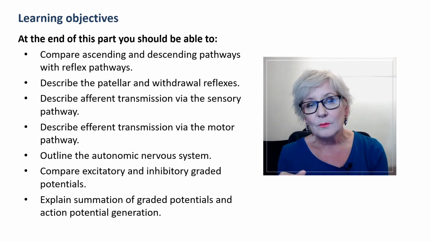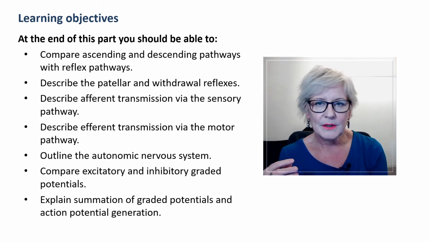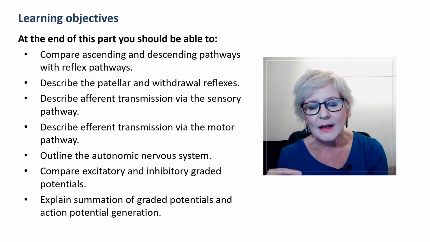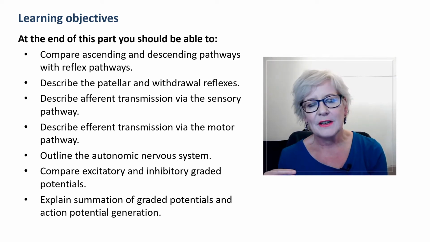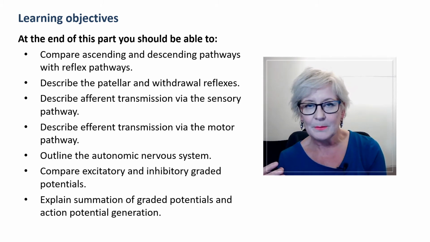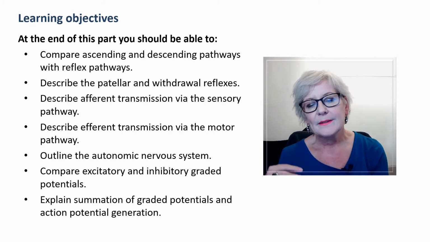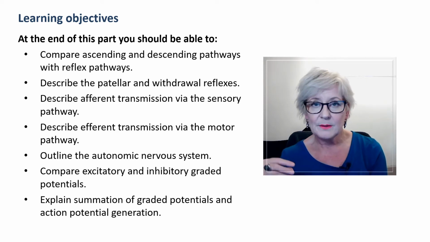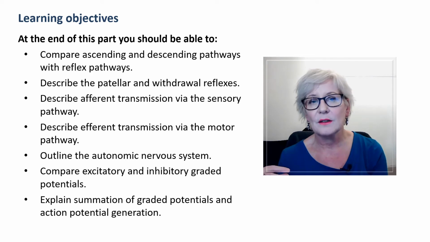We'll then go on, we'll do a bit of revision about the action potential. Hopefully you can remember most of it. And then we'll look at how action potentials are actually generated. And this is through the summation of graded potentials. We have little excitatory or inhibitory graded potentials. They get summated to determine whether there's going to be an action potential propagated along an axon.